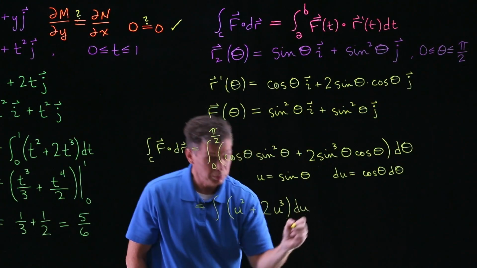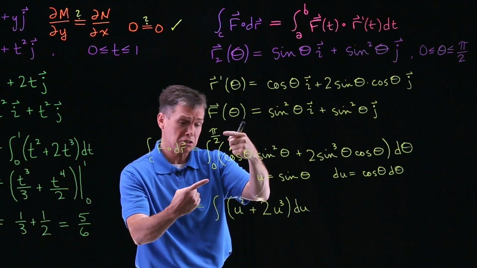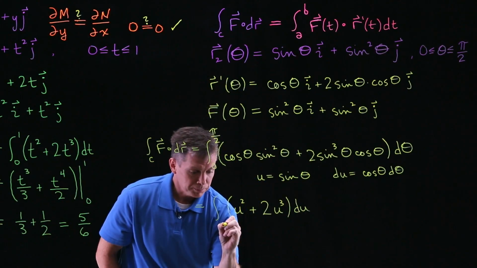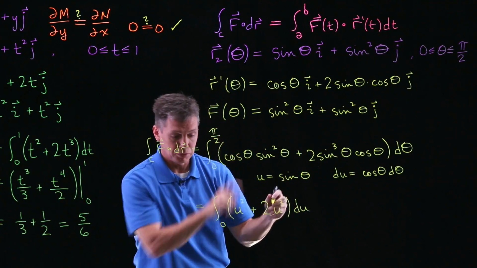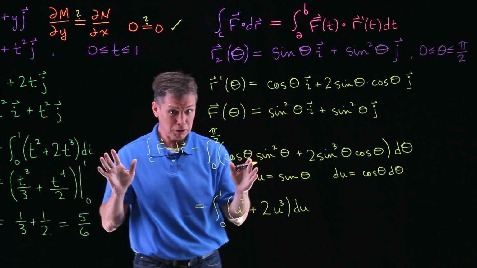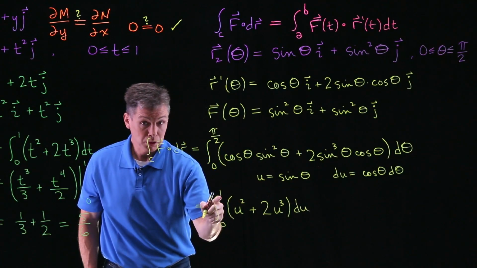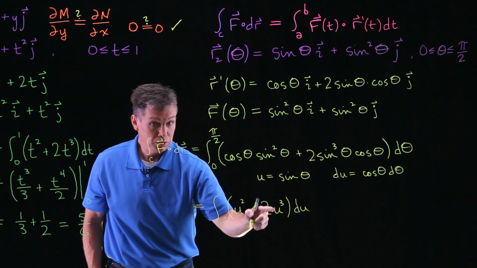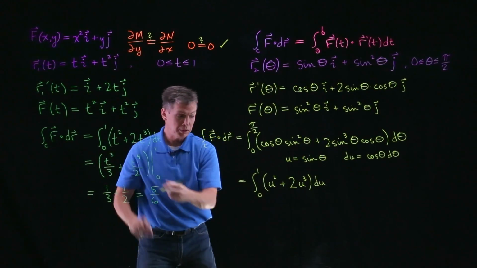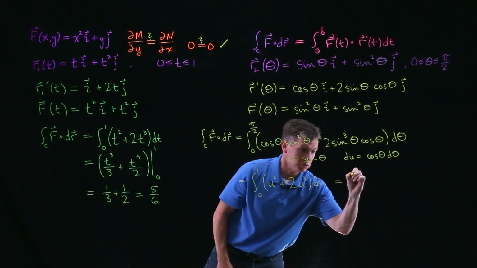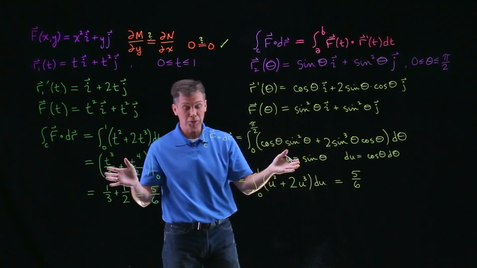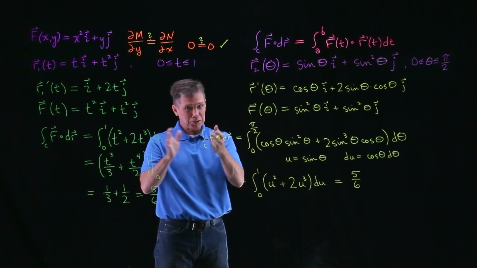And I do want to change my limits of integration. They were thetas, now let's change them to u's. Plug in here. Sine of 0 is 0. Sine of pi over 2 is 1. Take a look at what you have. Let's pan out here and compare. Integral from 0 to 1, u squared plus 2u cubed. Here was the integral 0 to 1 of t squared plus 2t cubed. Yeah, this is equal to 5/6. All right, that's what they wanted us to show. No surprise, they should be the same. Okay, go practice them on your own, and you'll get it.